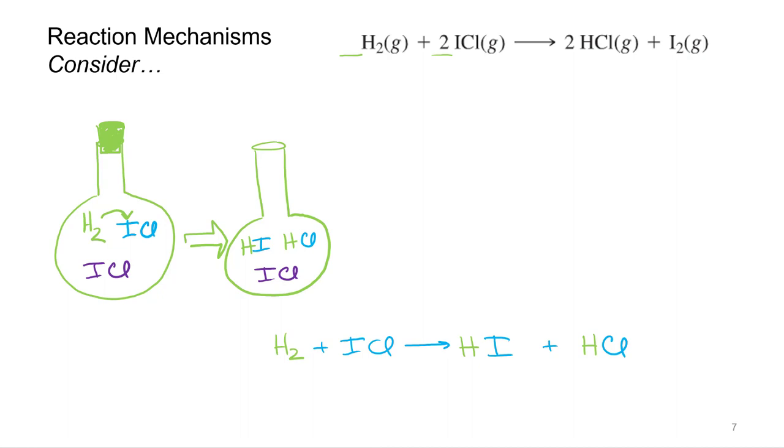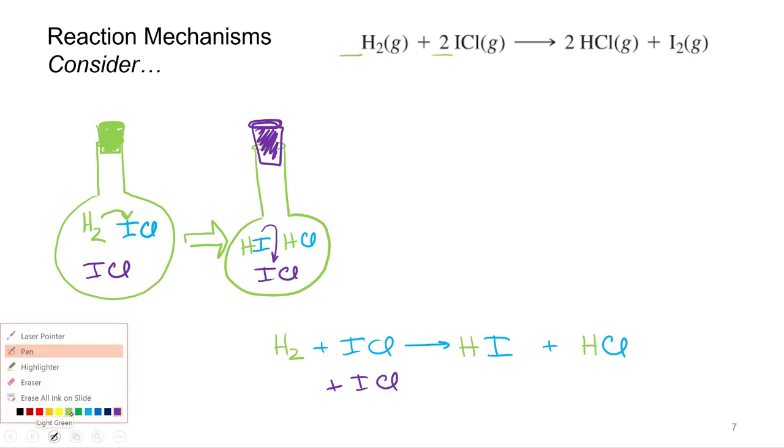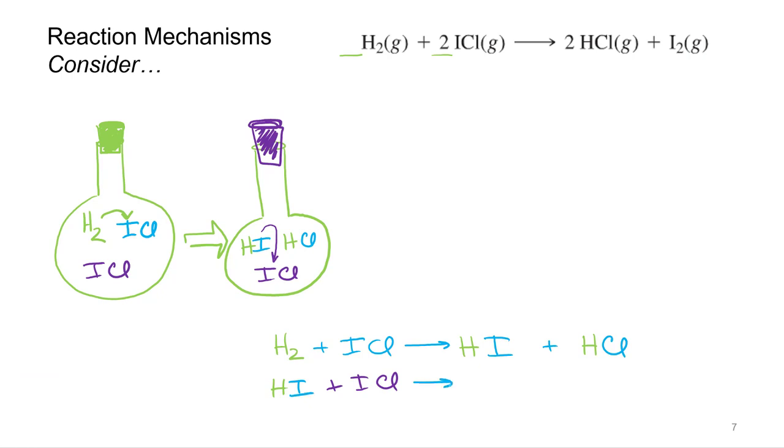Now we got an HI and an HCl produced in that first step, and still that other ICl molecule. Okay, the next, uh-oh, got the stopper. I don't know why the stopper changed color, something we'll investigate later. So now what happens is that HI molecule that was just produced will bump into that ICl molecule at some time and produce some HCl and I2.